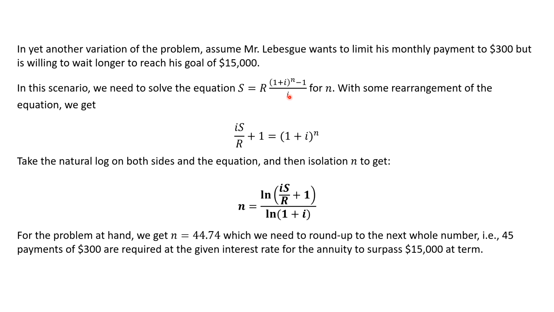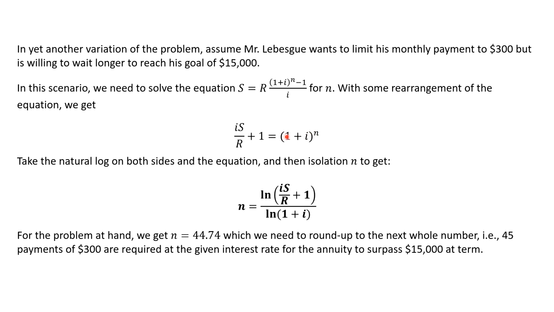We first multiply by i over R on both sides. And then we add 1 to both sides, and we get this here. And then we take the natural log, in other words, a log base e, where e is Euler's number, on both sides.